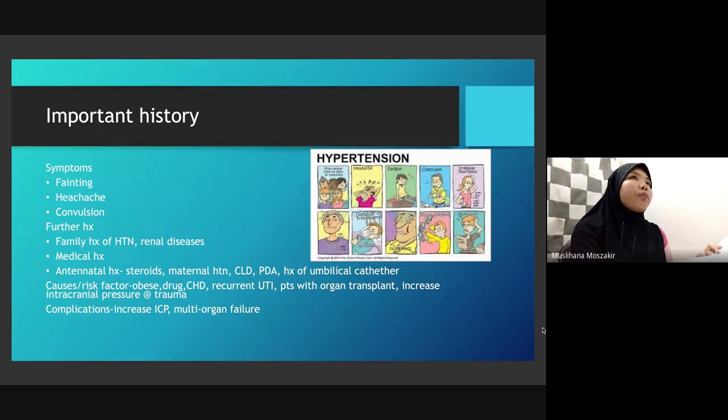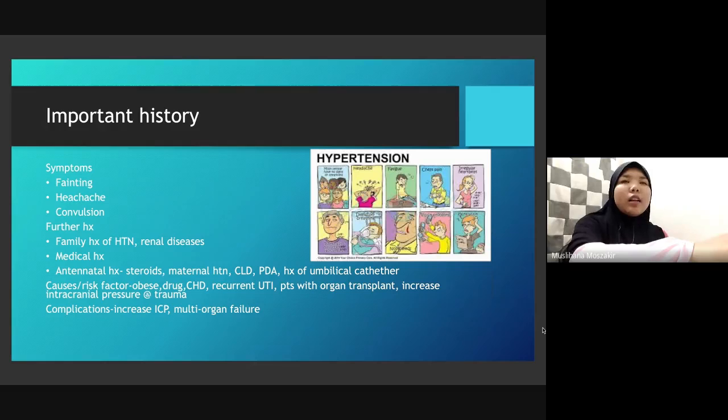So the difference between children and adults is that their BP depends on the age, gender, height, and also weight. So back to the important history. From the important history, first we need to know the symptoms that they might present with.